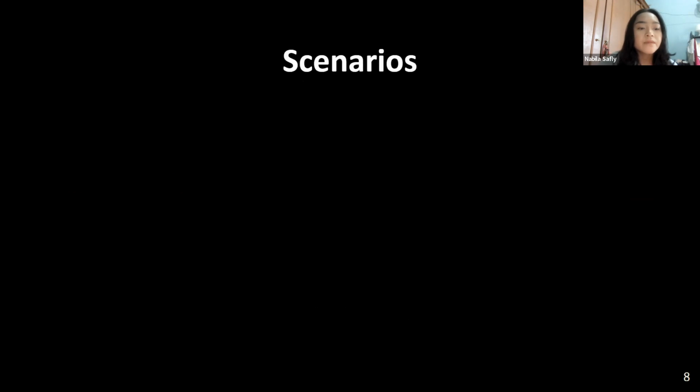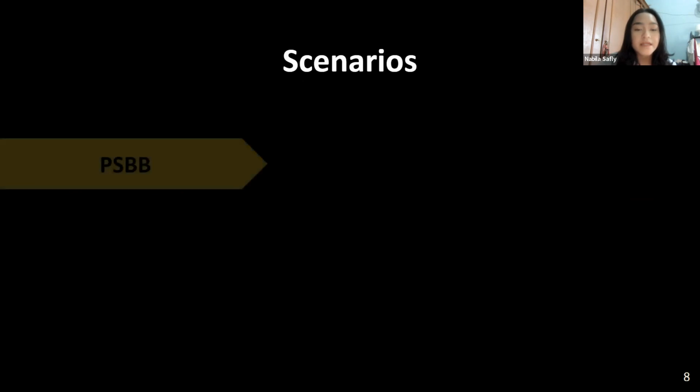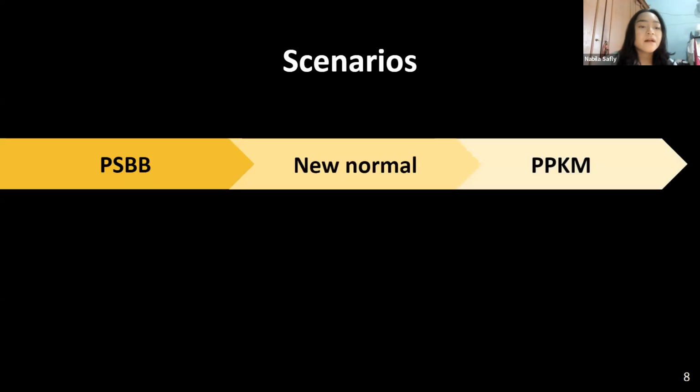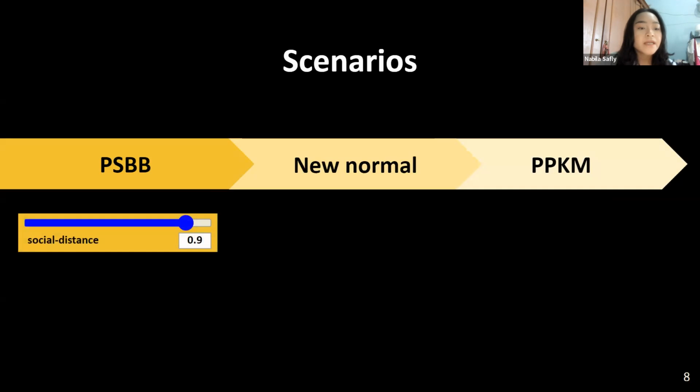And there will be 3 scenarios in the simulation with different levels of physical distancing adopted from several conditions that happened in Indonesia, including PSBB, new normal, and PPKM. The different level of physical distancing in each scenario will be set as follows. PSBB, when Indonesia had really restricted activities, including stopping work and school activities, restrictions on public places and transportation, and also restrictions on social cultural activities, will be set at 0.9 social distance.